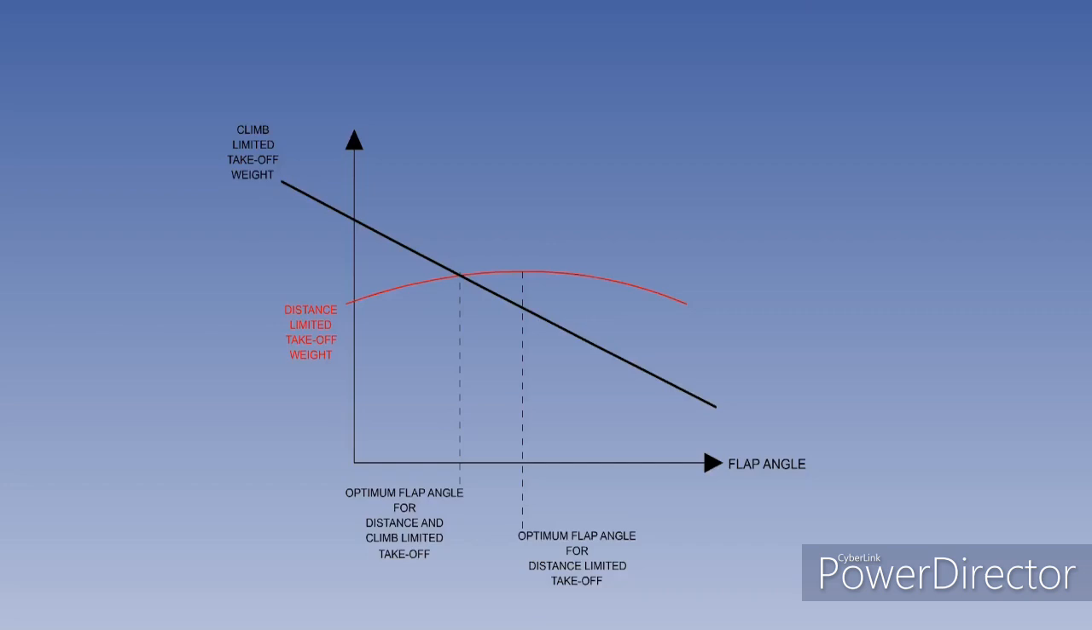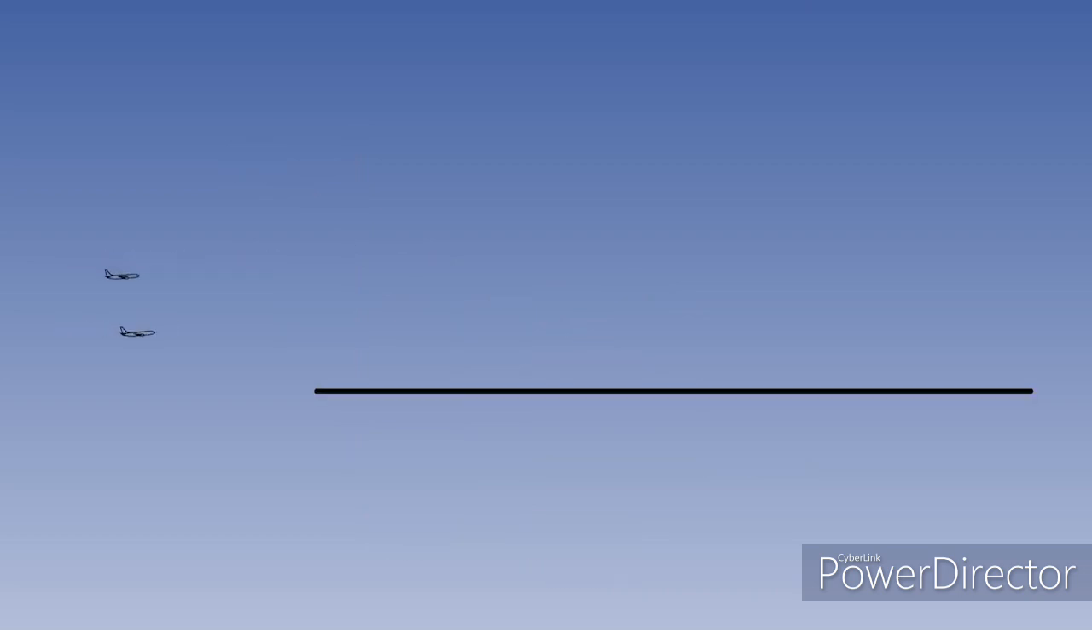If runway length is not limiting, you can see that the maximum takeoff climb limited weight will be achieved with no flaps. To reduce the landing distance, maximum flap angle should normally be used. This results in a lower minimum speed because of the high CL max, and a steeper approach path and increased deceleration because of the high drag.